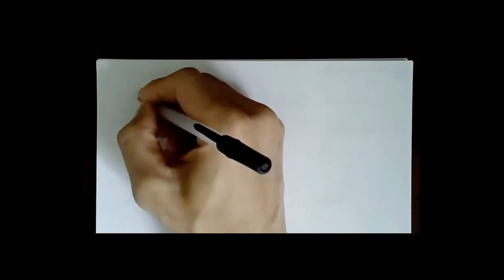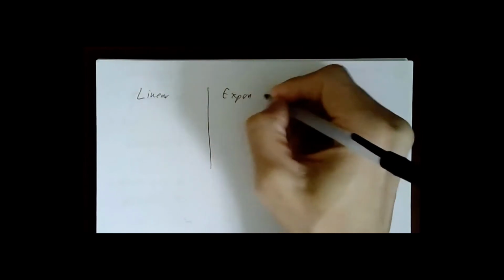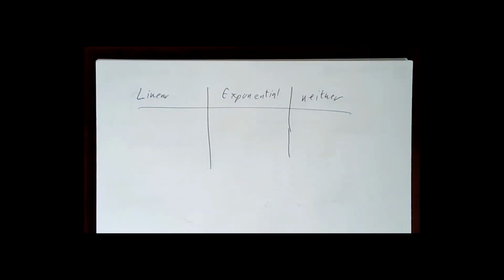EDK, and today I'm going to discuss the differences between linear and exponential functions. So what is a linear function? What is an exponential function? And what is neither? A linear function is a function that has a consistent growth or decay that doesn't change over the same time interval.